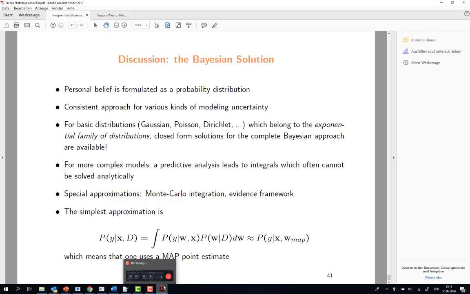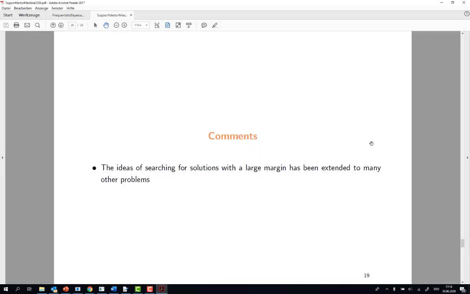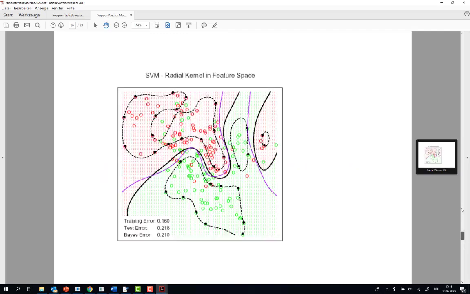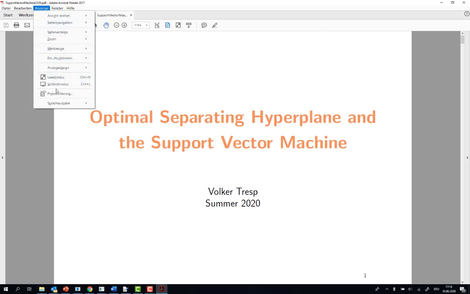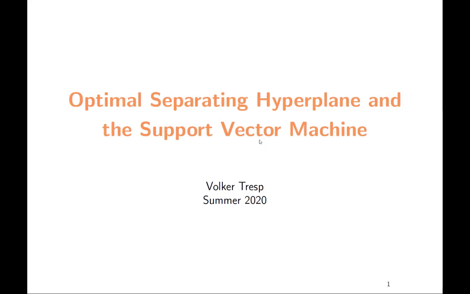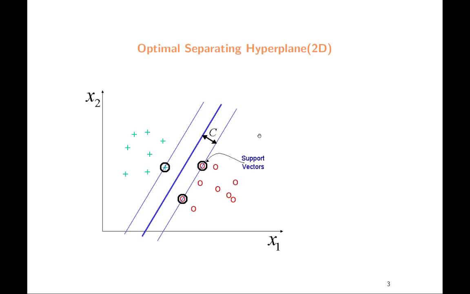Okay, so let's look at the other thing we covered last time, which is the support vector machine. It starts from a different intuition, but then at the end you end up with a cost function term, which fits nicely into the framework we have been discussing before.